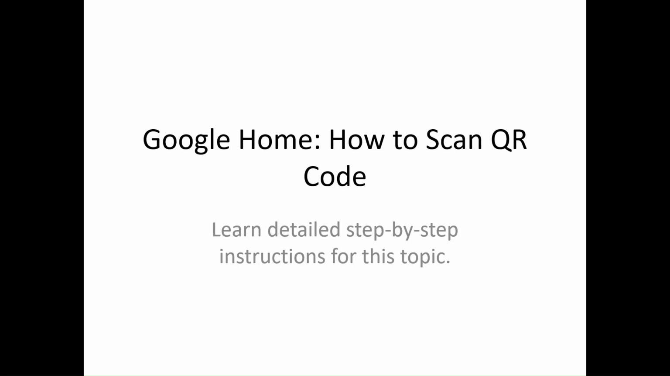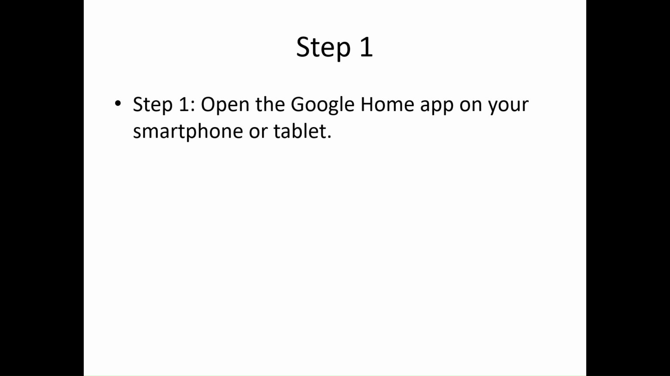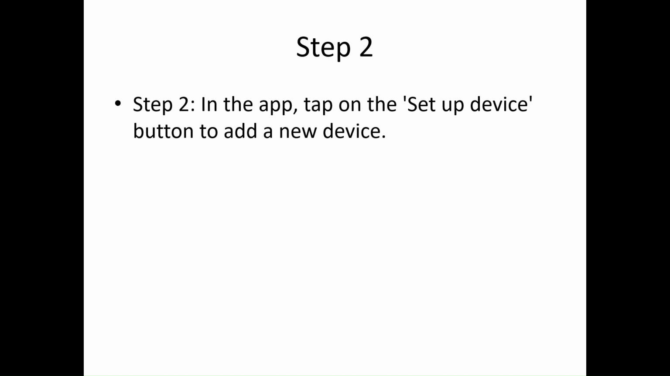In this video, I'll show you how to scan a QR code on Google Home. Step 1. Open the Google Home app on your smartphone or tablet. Step 2. In the app, tap on the Setup Device button to add a new device.